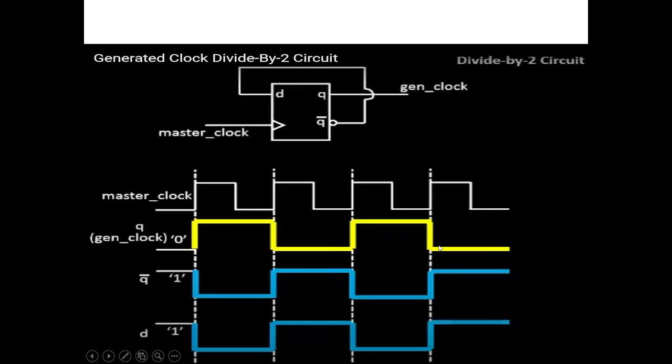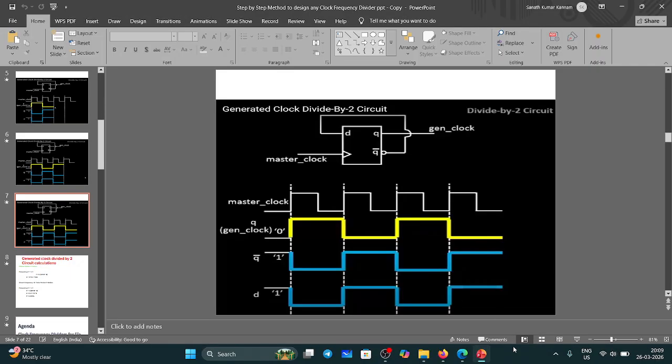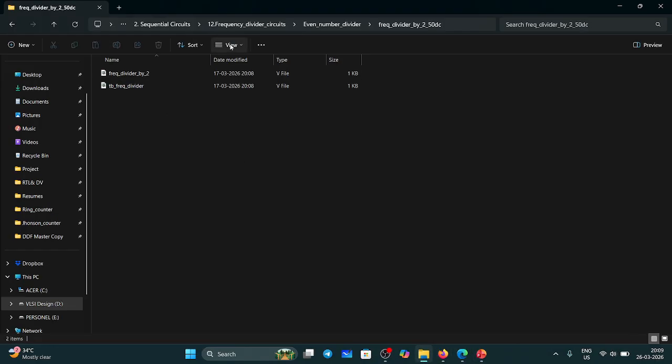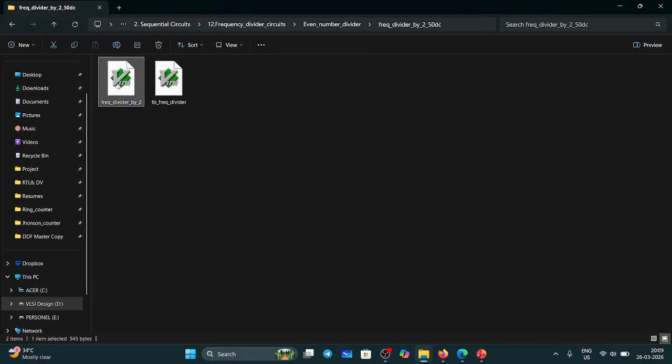I explained this circuit. Q bar is connected as feedback to D, and this is the master clock. So first I explained this frequency divider circuit. Did you remember? Okay. So for this, I am going to show the code for the frequency divide by 2 circuit.